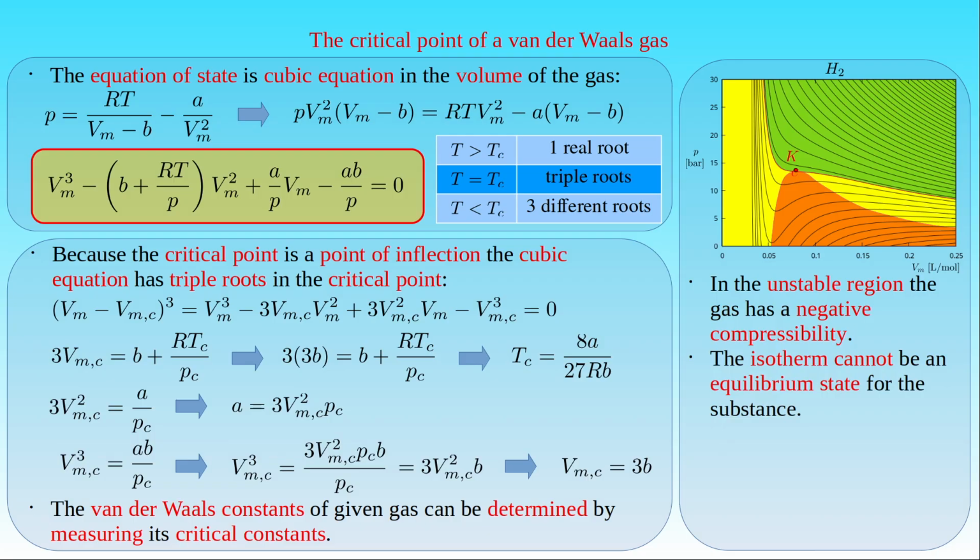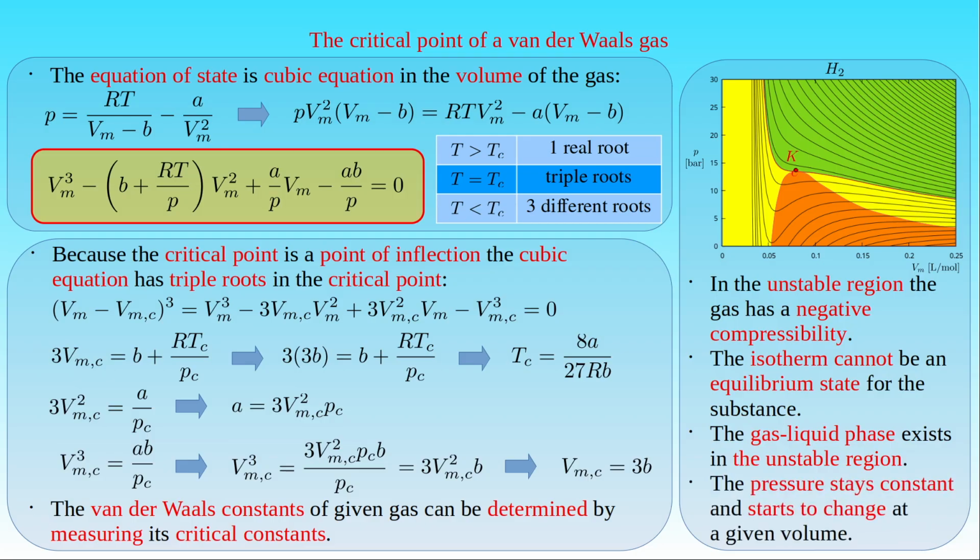As the measurements performed by any critical point apparatus demonstrate, a gas-liquid phase coexist in the unstable region. A continuous phase transition can be observed between gases or vapors and fluids while the pressure stays constant. When the phase transition is complete, the pressure starts to change at a given volume. It will increase after a complete liquefaction and decrease after a complete vaporization of the medium.